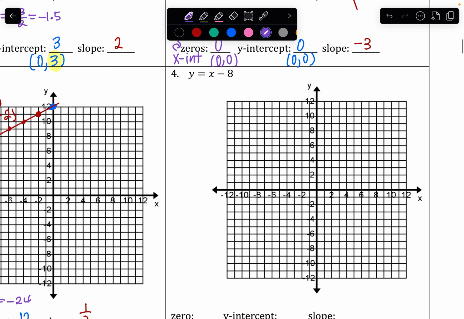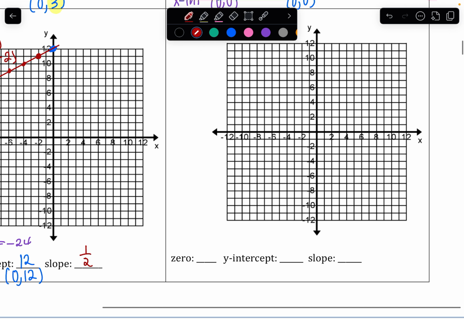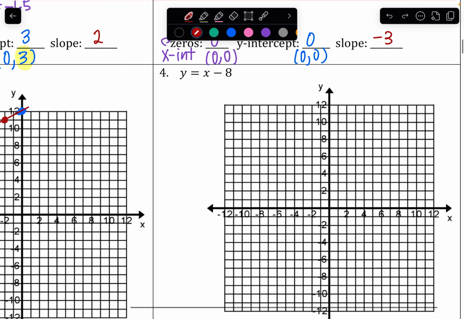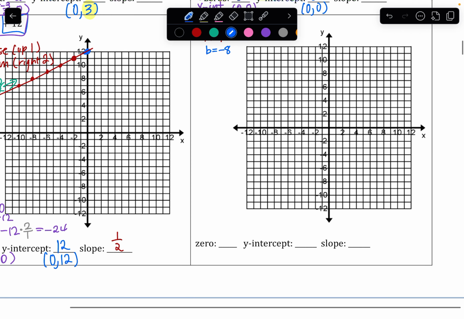Okay, looking at this last one, here they don't have a number in front of x, and what I see often is people putting x as the slope. X is not allowed to be the slope. The slope is a number, it is a value, it is not a variable. And so the invisible 1 that we talked about in Unit 1 is right there in front of the x. And so my slope is 1 whenever you don't see a number in front. And then my y-intercept is negative 8. Don't lose your negatives. Okay, and so slope is 1, y-intercept is negative 8.